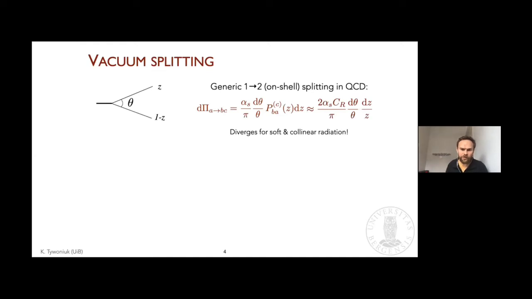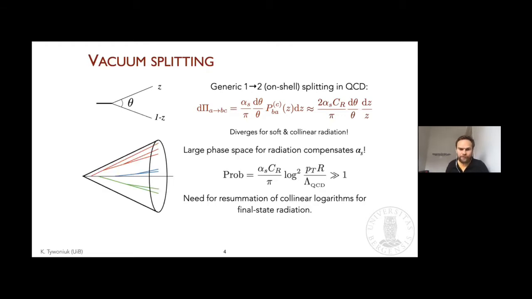So let's start with the structure of QCD jets. We know that in QCD we famously have soft and collinear divergences when we have radiation, so 1 to 2 processes. These divergences basically lead to multiple emissions occurring when we have a large scale, a high energy jet or a large transverse momentum jet or something like this.